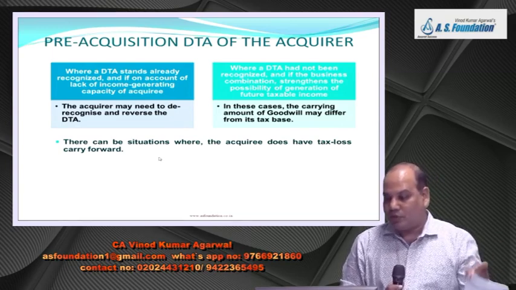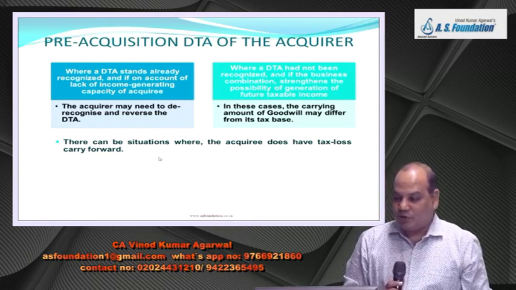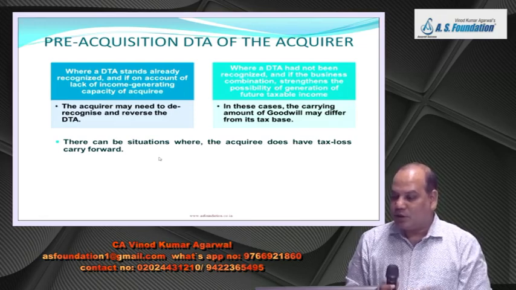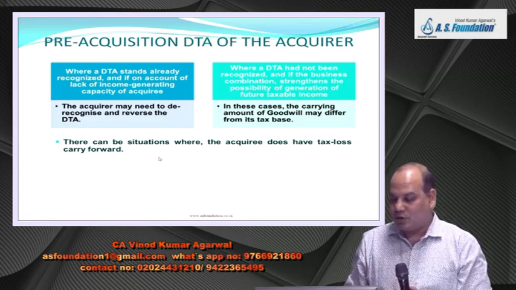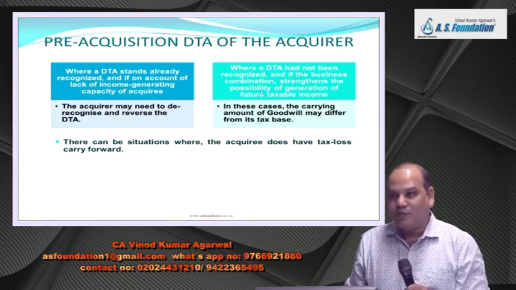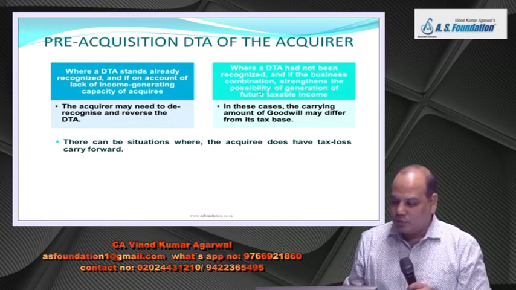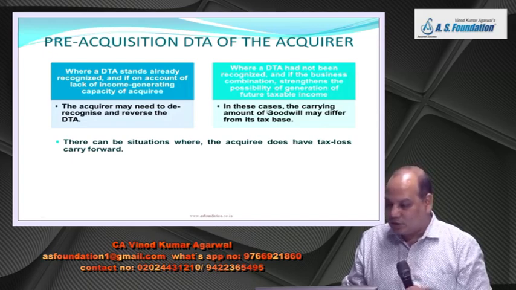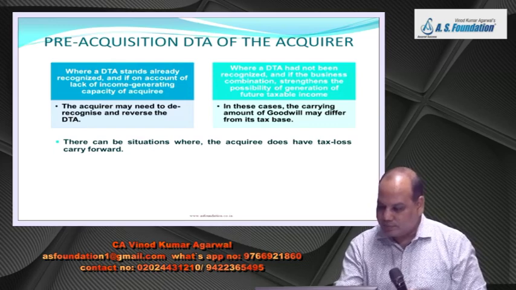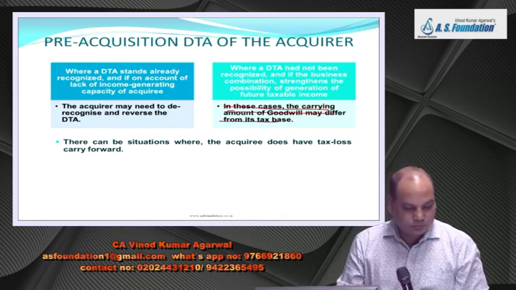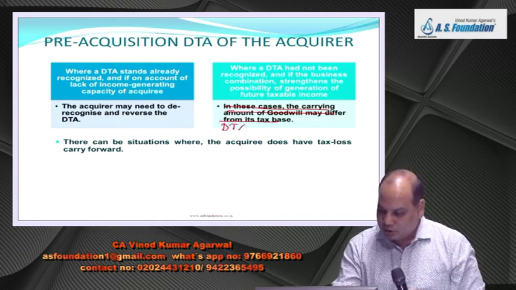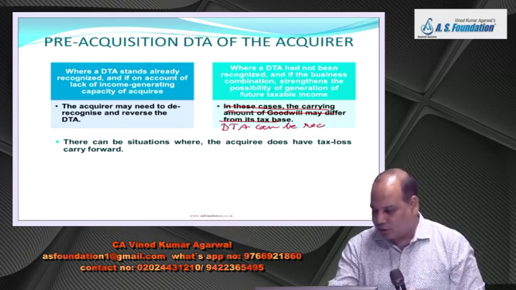And the reverse possibility, where a DTA has not been recognized, and if the business combination strengthens the possibility of generation of future taxable income. Okay, so you have acquired a company which is profit making now, and you think with merger, with business combination, you will have huge profit, may not be huge, you will have future taxable income. Huge is just an example. In that case, I have written a small wrong note here. In that case, the acquirer can consider recognizing the item at that stage. So DTA can be recognized.